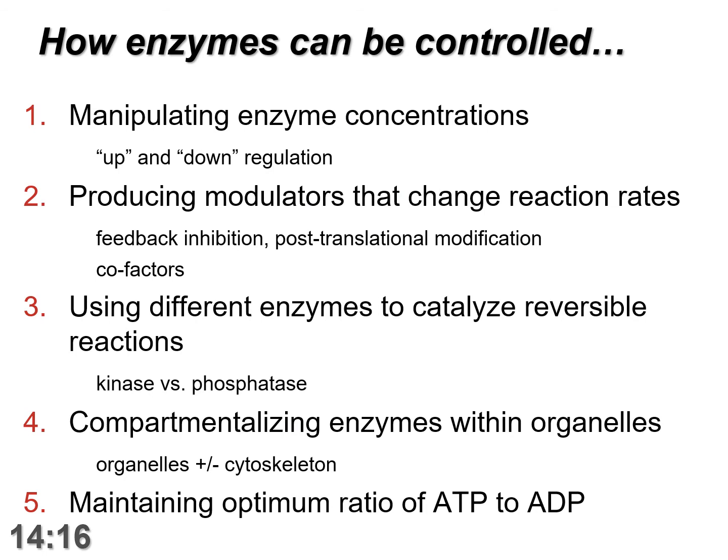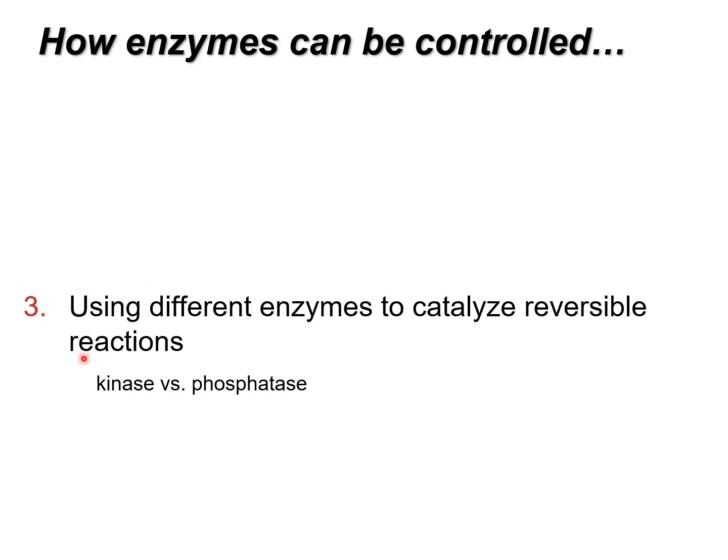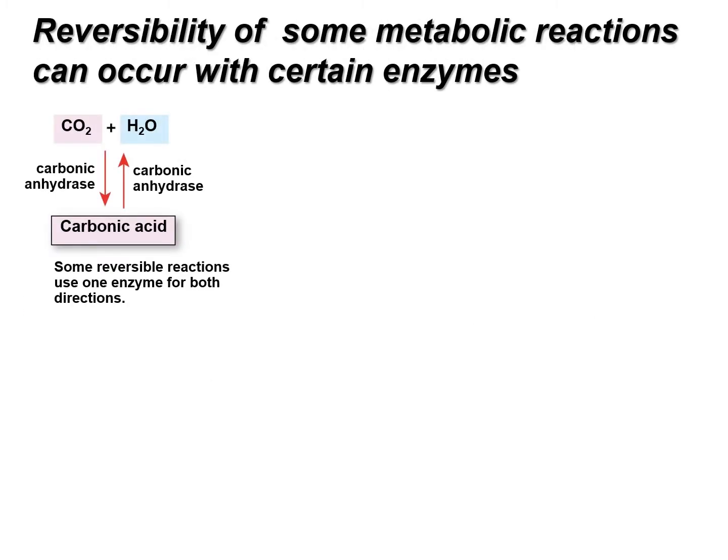Okay, so we've done manipulating concentrations and modulators, though we will get back to post-translational modification later on. It's a very similar story to these. We're just going to be doing more covalent modifications and so forth then. So now let's move to number 3, using different enzymes to catalyze reversible reactions. Again, hang tight in this next one because this one can be a little tricky.